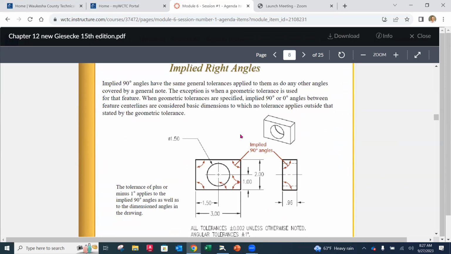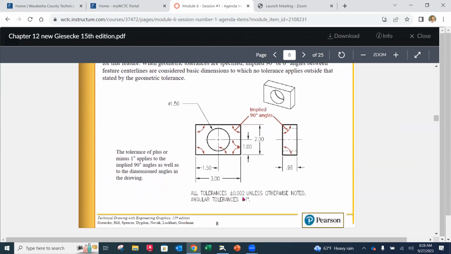Now, right angles are implied when we create them on drawings, meaning we don't dimension the 90-degree angles. You've probably noticed that already. We only dimension angles that are anything other than 90 degrees from one another. But when we have the 90-degree angles, the tolerances in the title block still apply.